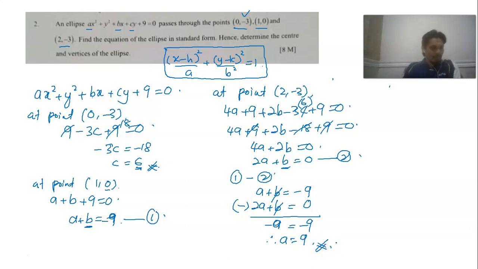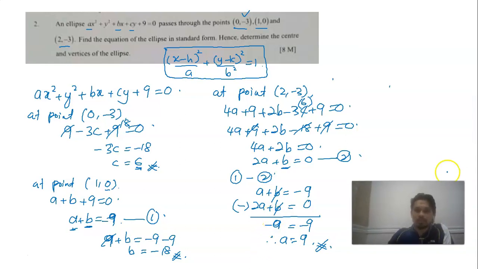Okay, so when a equal to 9, substitute into either equation 1 or equation 2. a equal to 9, so 9 plus b equal to negative 9. 9 brought over becomes negative 9, so b equals negative 18. There you go. So right now let's list all the values of a, b, and c, where a equal to 9, b equal to negative 18, and c equal to 6. There you go.